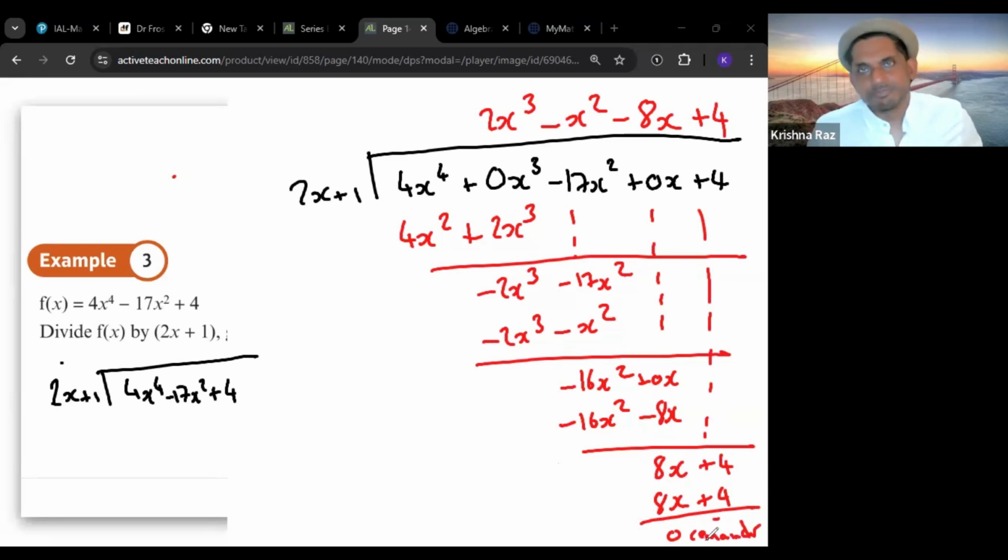So I hope that video has been useful. It's explained in brief the factor theorem and remainder theorem, and we've looked at the division algorithm and little tricks of the trade to answer most questions on that topic.